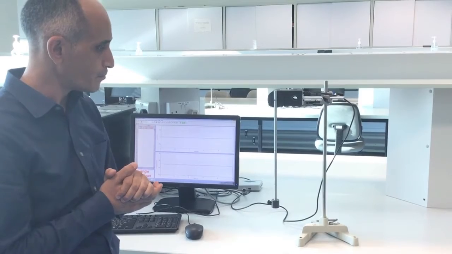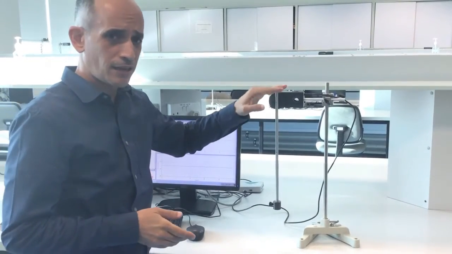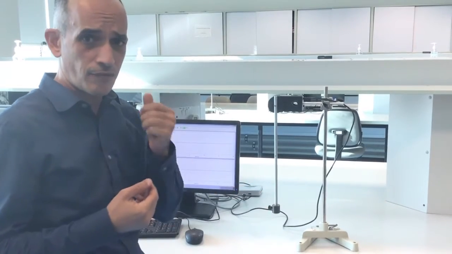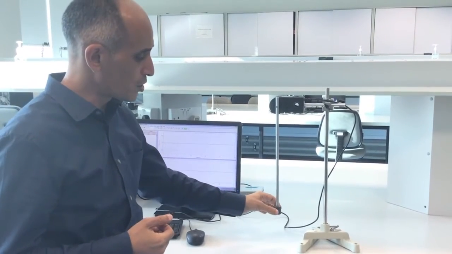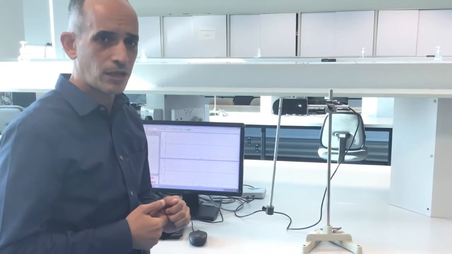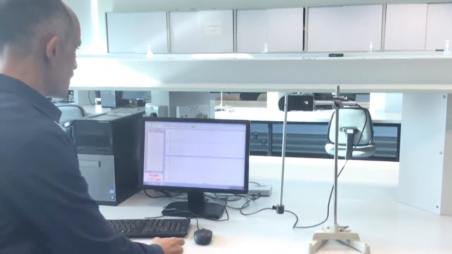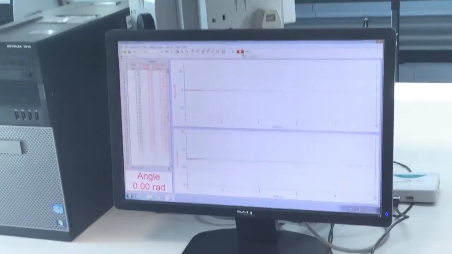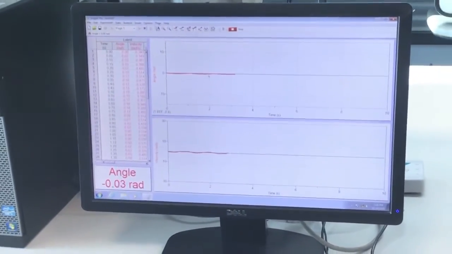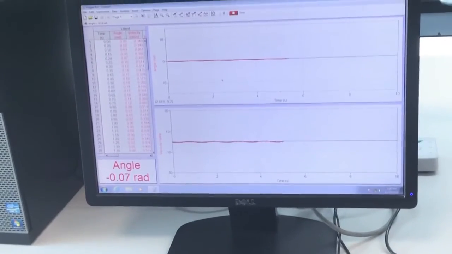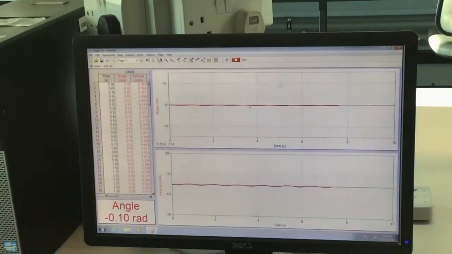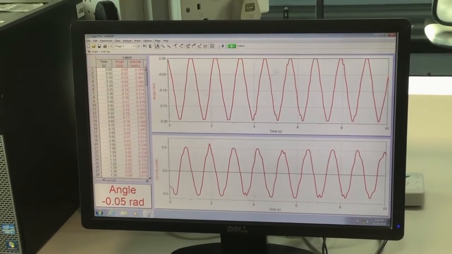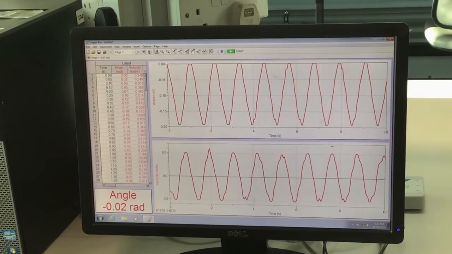Now, after setting the length of the pendulum to the correct length, I want to start the first run of the experiment. So I'm going to displace the pendulum by a small amount like this. And then I'm going to start data collection. So this is what you see on the computer screen. Of course, the change is very small, so I have to click on auto scale in order to see a clear view of what's going on.